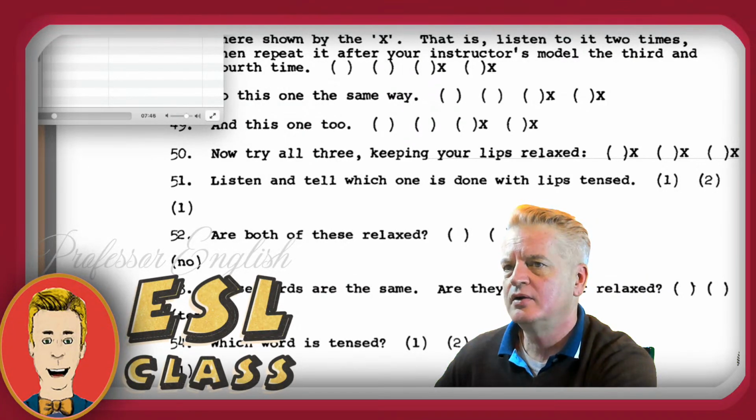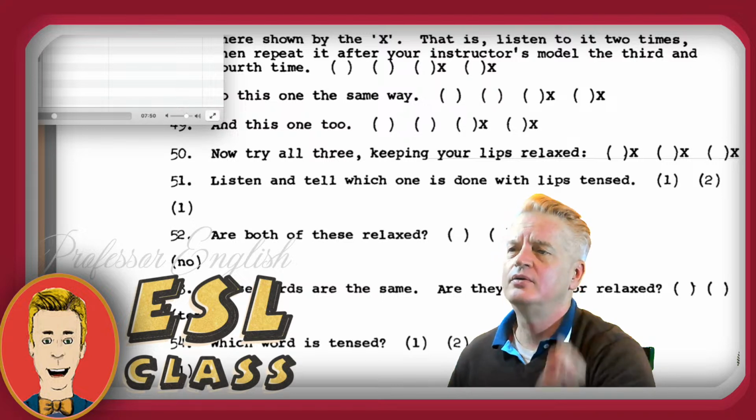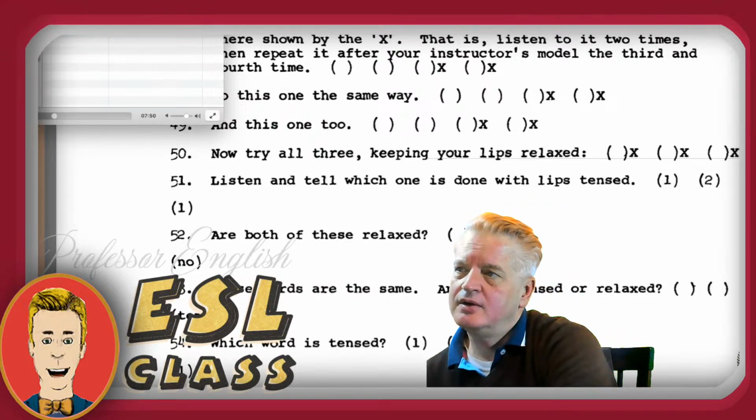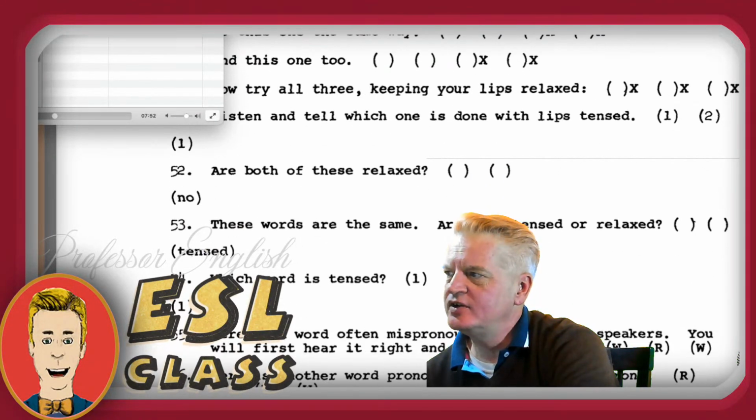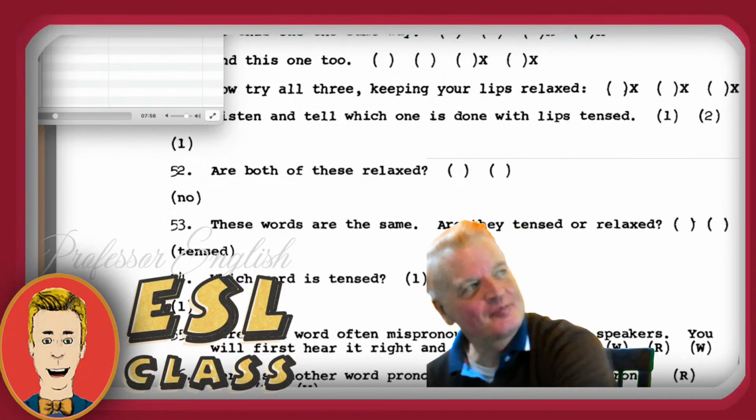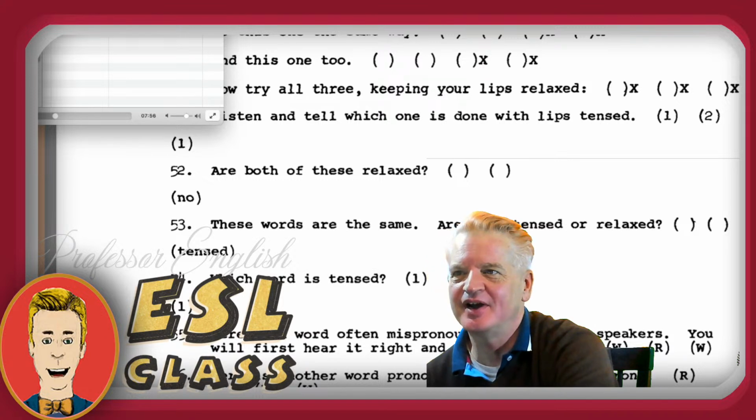1. Stadt, Stat. That's not tensed. Number 2. Staat, Stat. Oh, I see. 52. Are both of these relaxed? Stadt, Stat. That's the constipated one. Staat, Stat. And that one's relaxed.